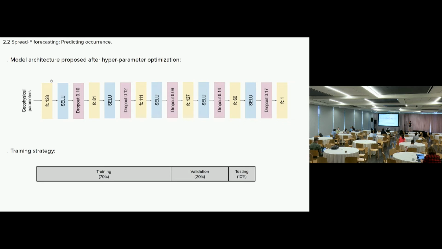So after doing hyperparameter optimization of the structure of the network, we came up with this architecture. It has a very common structure, like several neurons, several layers, this CELU activation function, dropout to regularize and avoid overfitting. And the training strategy was this one: 70% training, 20% validation, and 10% testing.